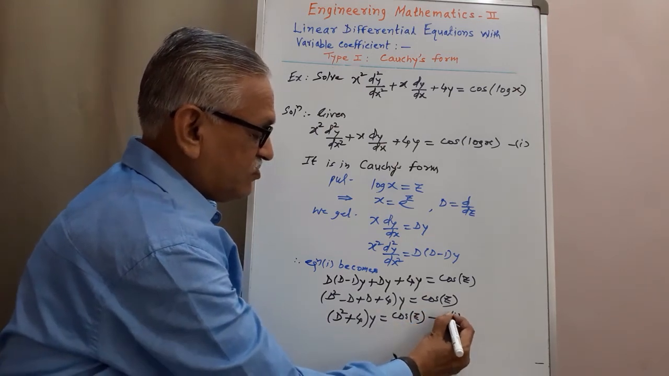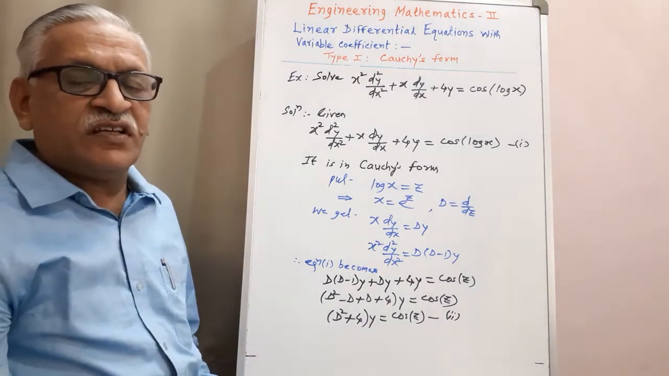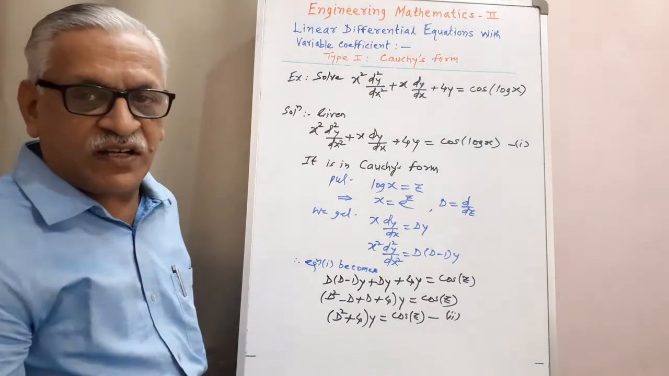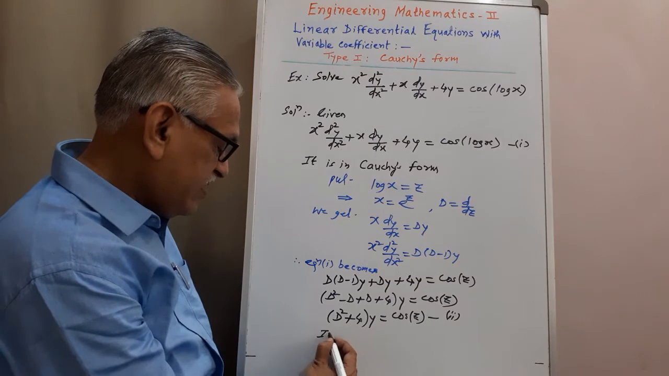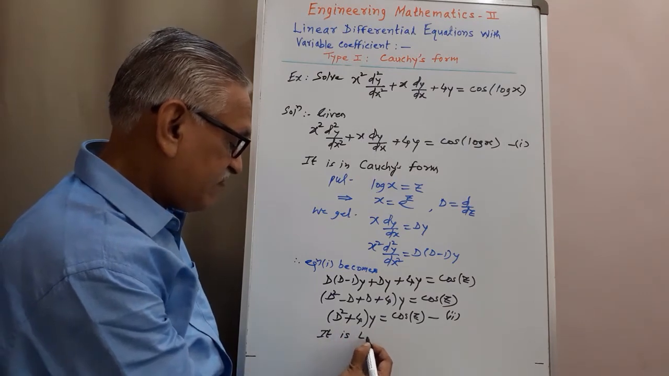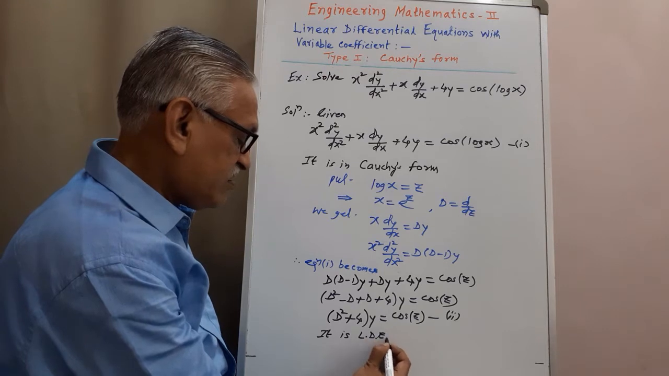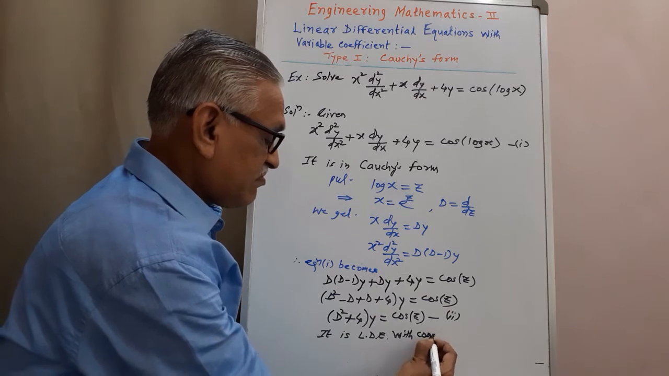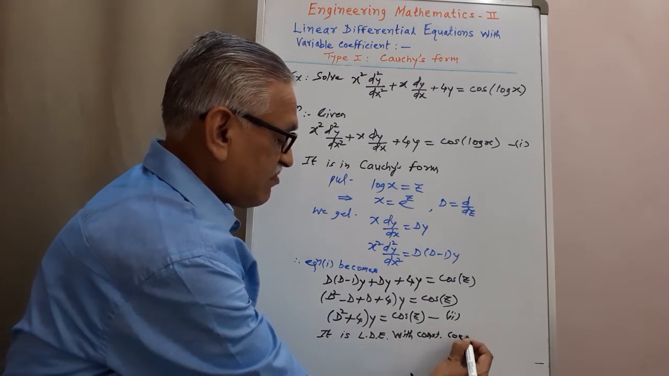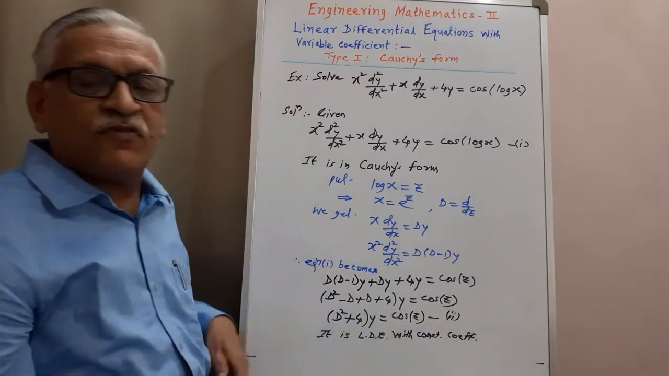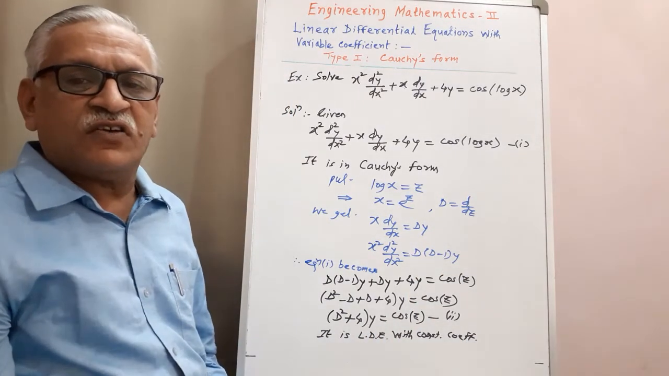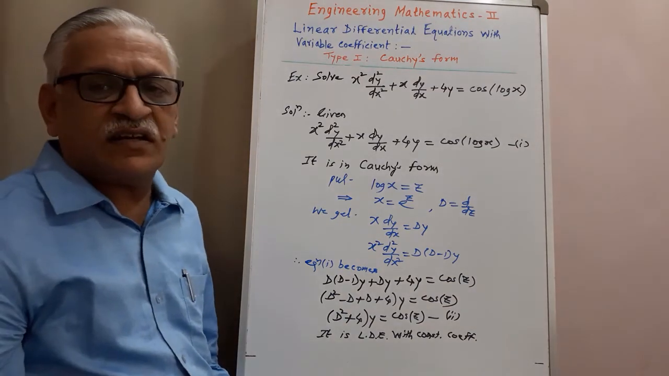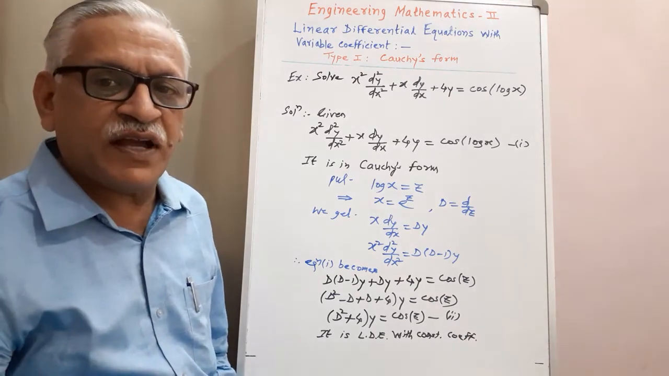This is equation number 2. This new equation number 2 is a linear differential equation with constant coefficients. The coefficient of D square is 1. It is an LDE, a linear differential equation with constant coefficients. Therefore, to find its solution, we have to find CF and PI as usual by applying the technique of finding the CF and PI.